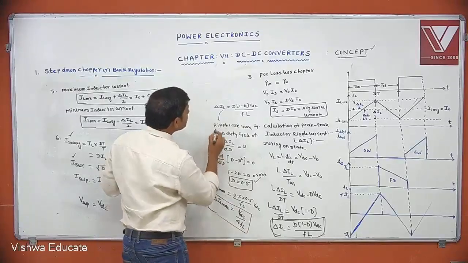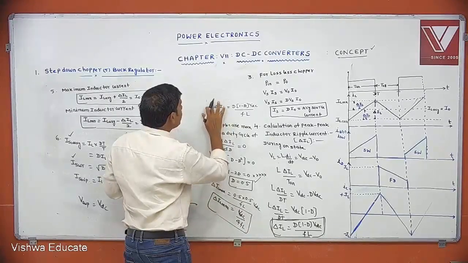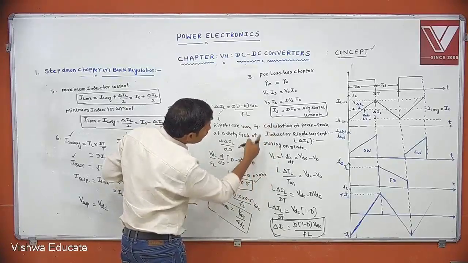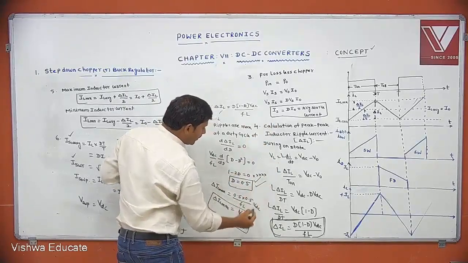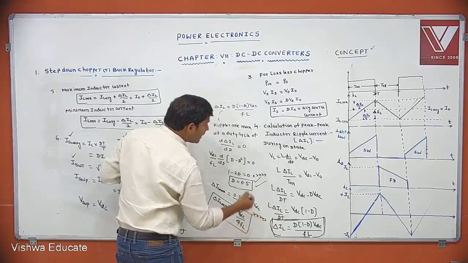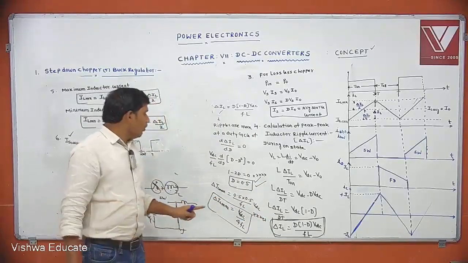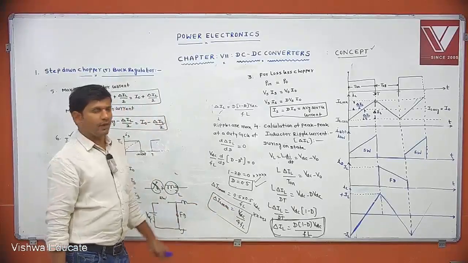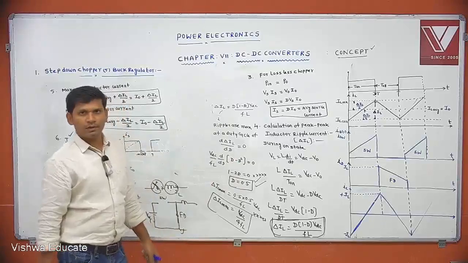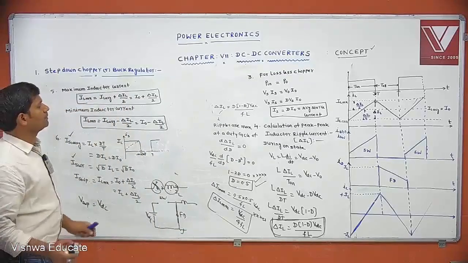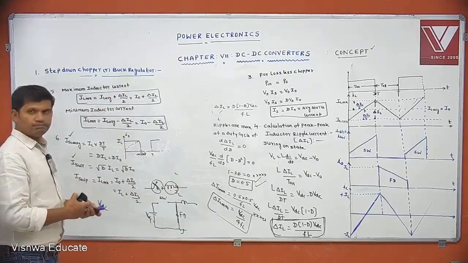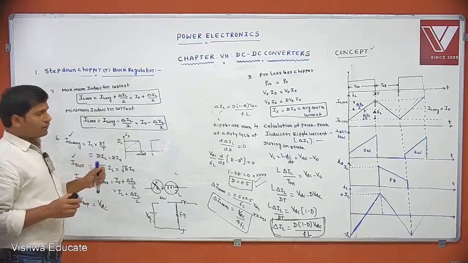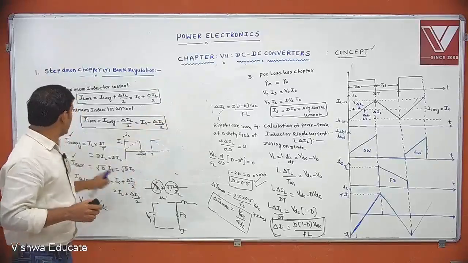These 2 points you note down in parameter 4. In a buck converter, ripples are maximum at a duty cycle of 0.5. What is the maximum value of peak to peak ripple current? VDC by 4FL. Okay, this you know. Clear? Okay. Now, continue with this.